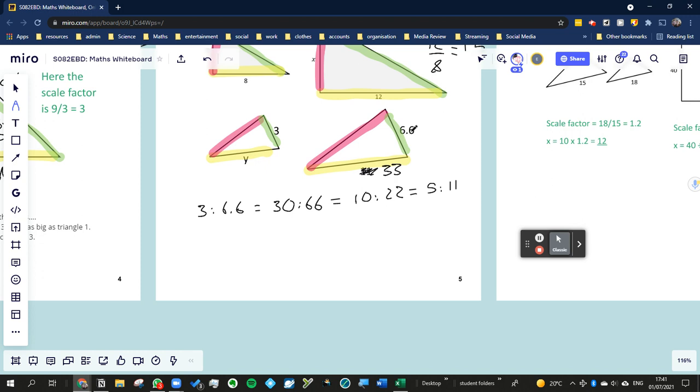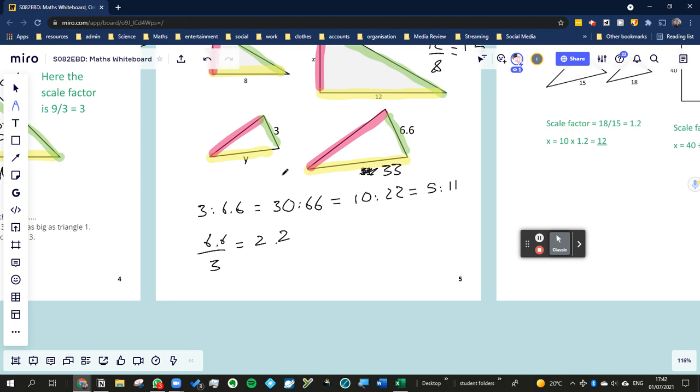What's the scale factor here? Well, we've got the new side of 6.6. The old side is 3. So we go 6.6 divided by 3. And what's that going to be? Oh, it's going to be 2.2, isn't it? So the scale factor is 2.2. Let's see if this works out. But this time we're dividing it.